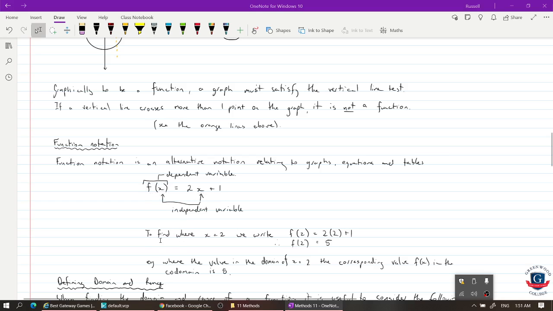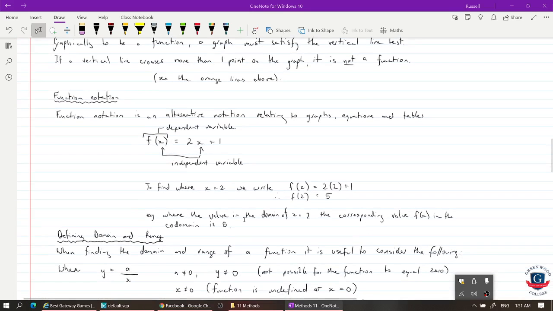So in this case, for the equation y equals 2x plus 1, to find out what y is when x is 2, we can say the function at x equals 2 is equal to 2 times, substitute x equals 2 into here, 2 times 2 plus 1, f of 2 is equal to 5. Where the value in the domain of x is 2, the corresponding value f of x in the codomain will be 5.